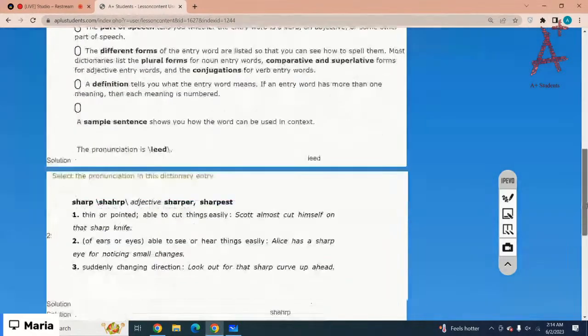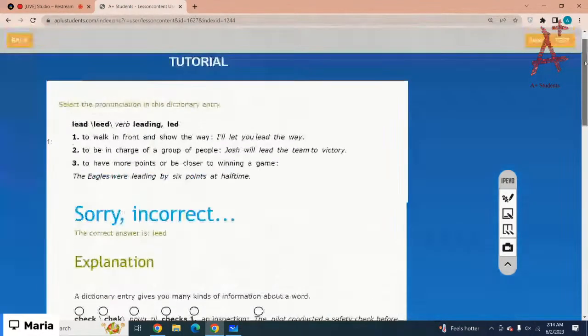This is the entry for, you can see here, sharp. Here is the word you have to look for, sharp. Then you have how to pronounce it. Then it is an adjective, and here is the form. You can write it as sharpest also. Then here is the meaning: thin or pointed, able to cut things easily. Scott almost cut himself on the knife. Here is a sentence showing how to use the word. Got it? Let's just start with the practice question.